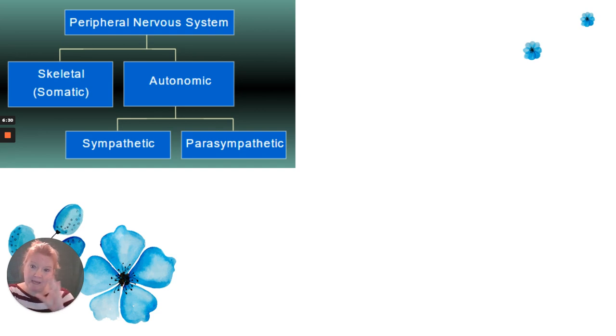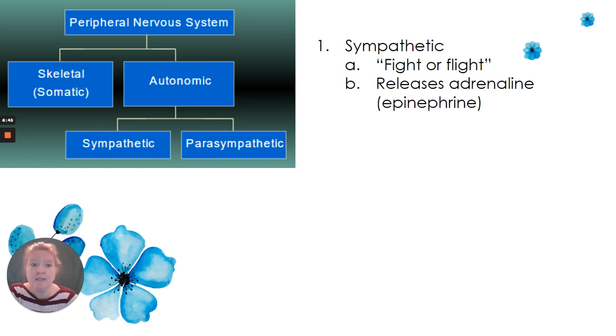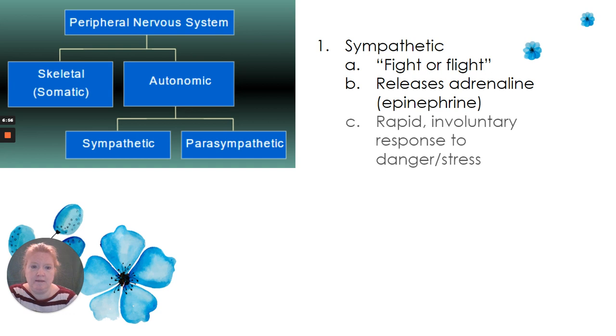Okay, so we have the somatic and the autonomic. Now the autonomic divides further into sympathetic and parasympathetic. And we have talked about this before, but now we're going to address it again. So sympathetic is fight or flight. Okay, it releases adrenaline. And in case you didn't know that, another name for adrenaline is epinephrine. So an EpiPen has epinephrine in it to stimulate that response.